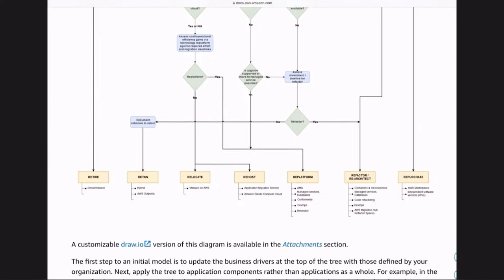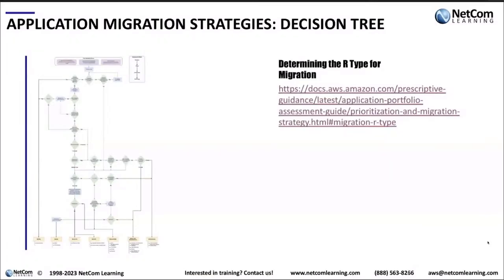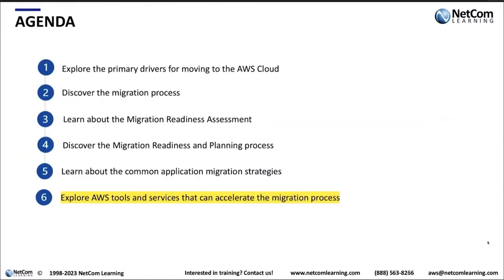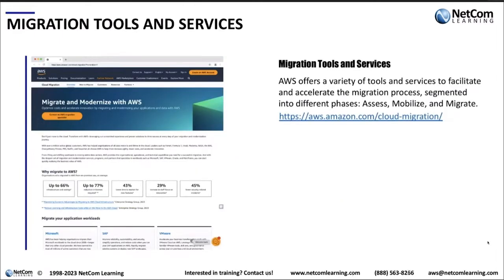All right, so let's go ahead and get back into that. So that is the strategies. Now let's move into the last section, explore AWS tools and services that can accelerate the migration process. So these are all the services and tools that are available to you. Some are free, some are self-service, some are not free, some are provided only by the APN, the AWS Partner Network, and also AWS Professional Services. So here's a list, right? So anyway, migration tools and services.